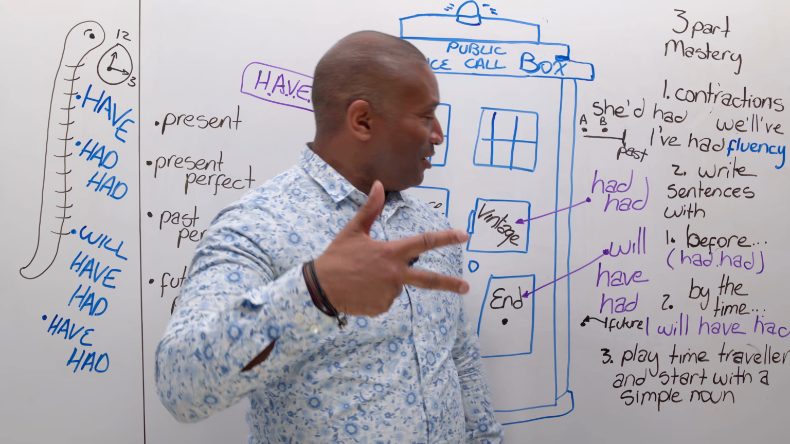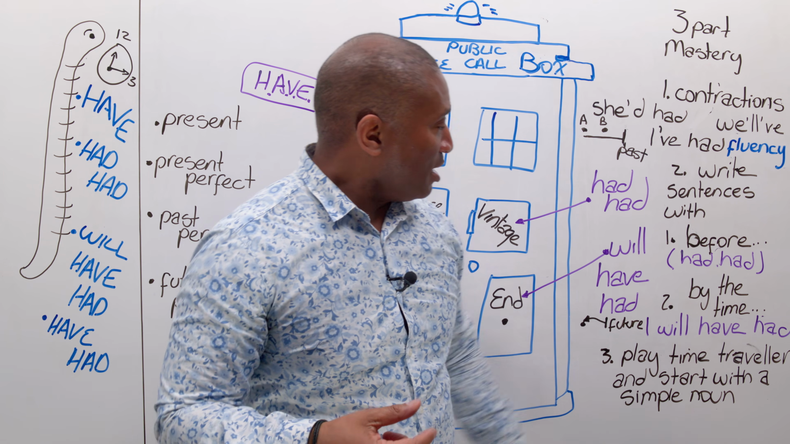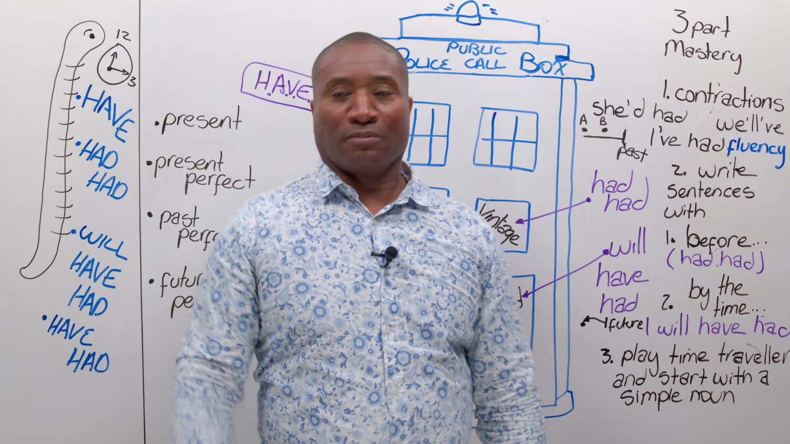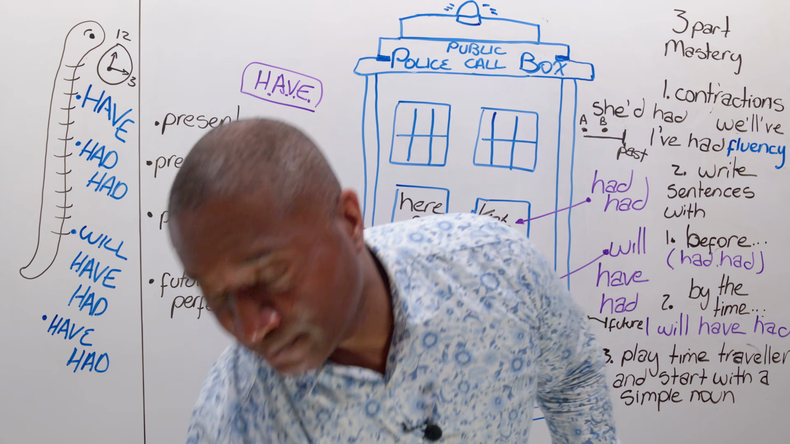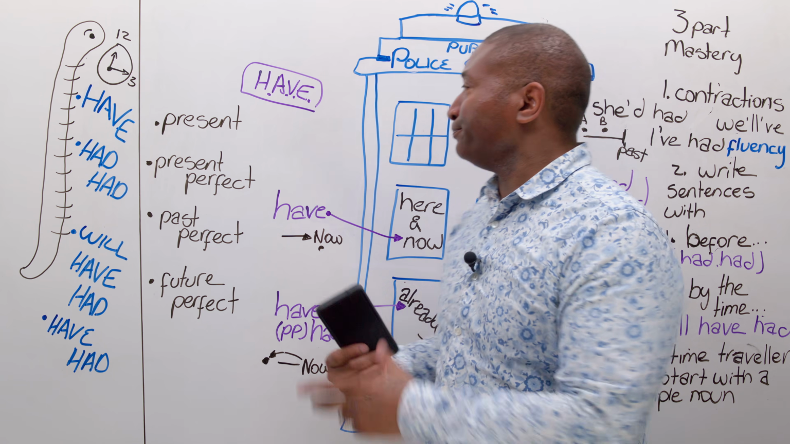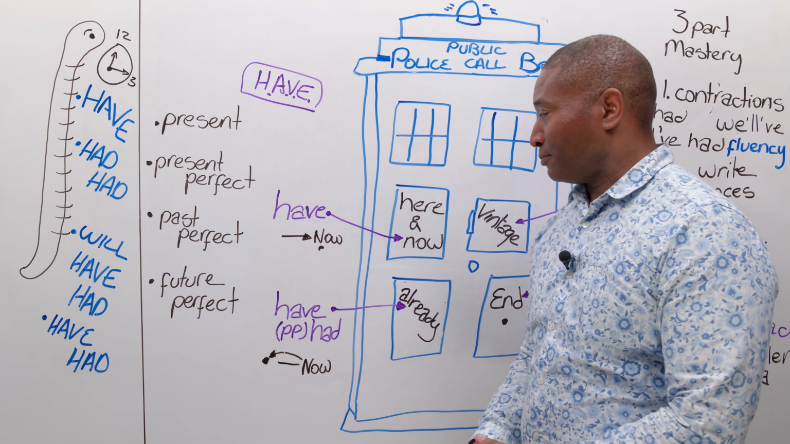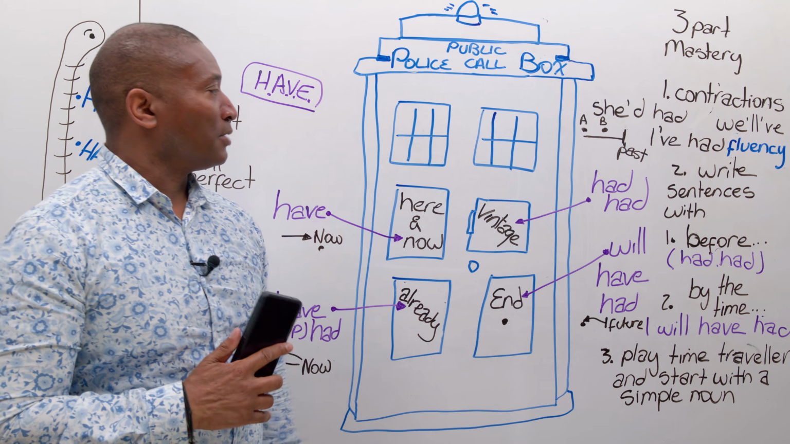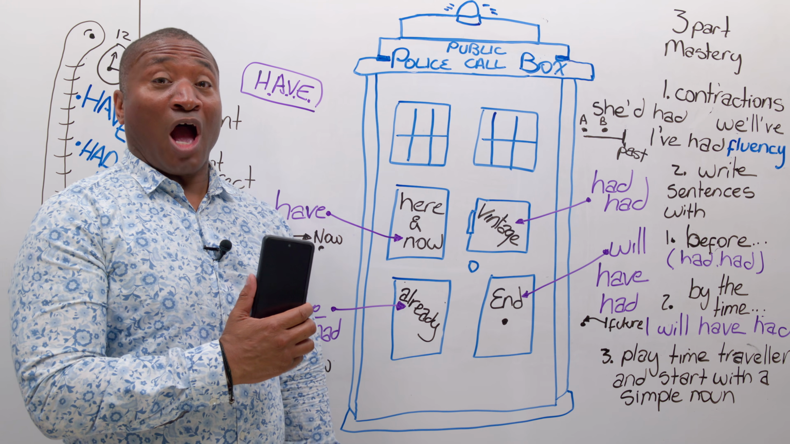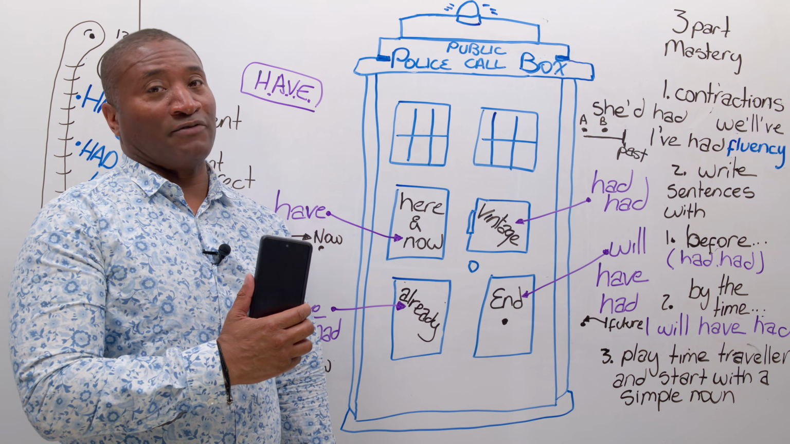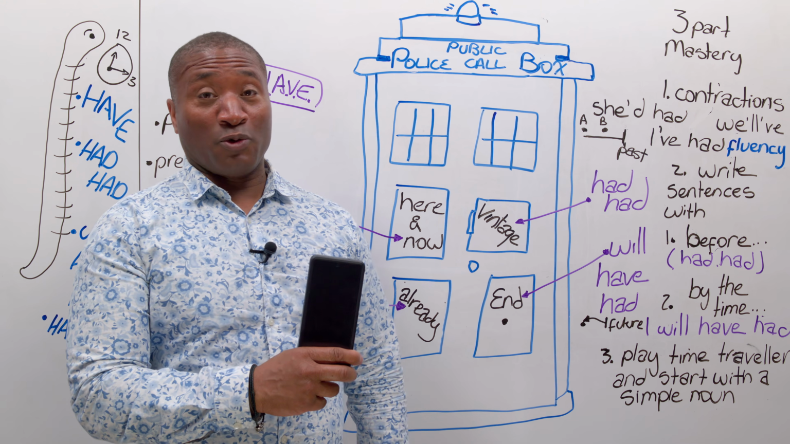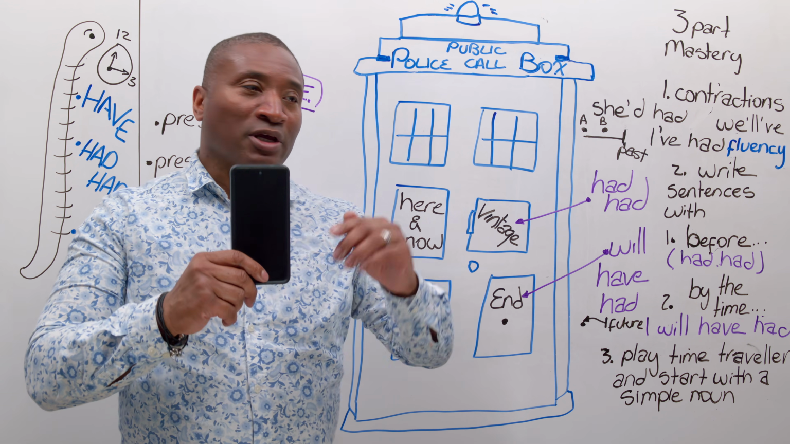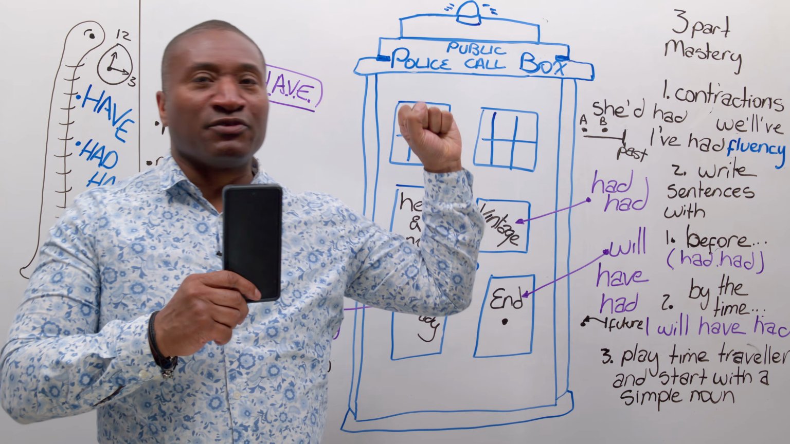Now, number 3. The third way to mastery is this. Play time traveler and start with a simple noun. Well, what do I mean? I have a phone. Here, now. I have had this phone for 5 years. I had had the phone for 5 years before I got my new phone. I will have had this phone for 5 years by next week, Tuesday. I've taken a simple noun and I've traveled through time: past, present, and future.